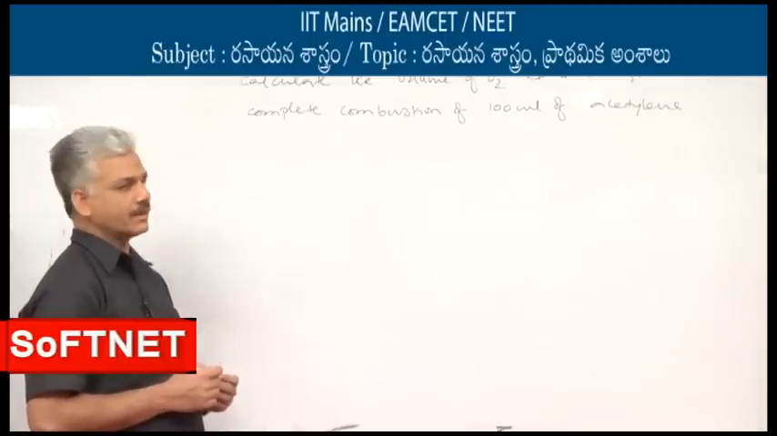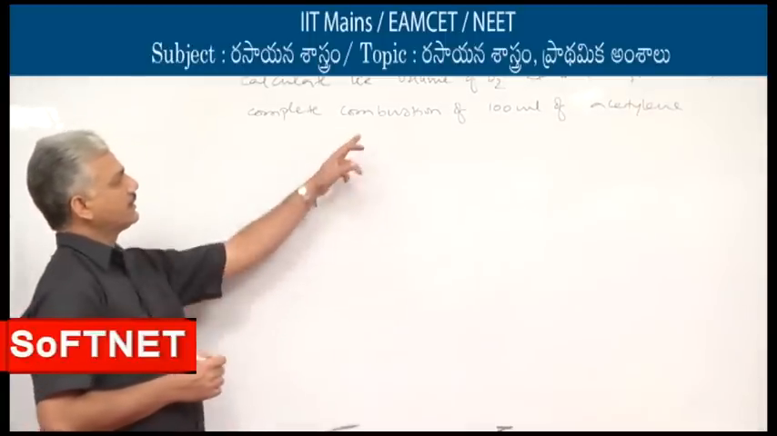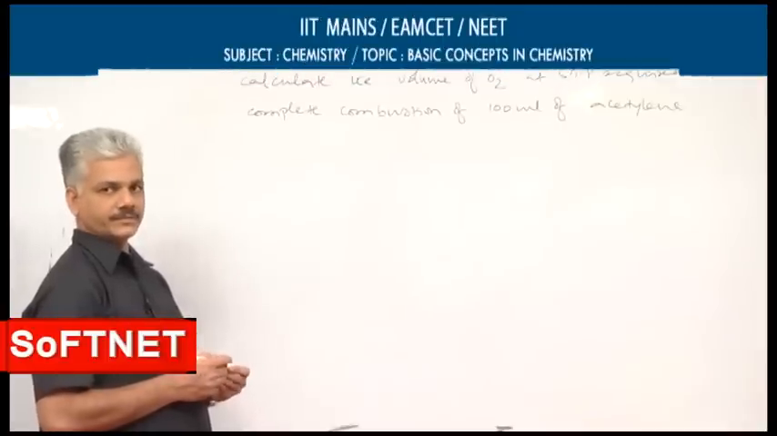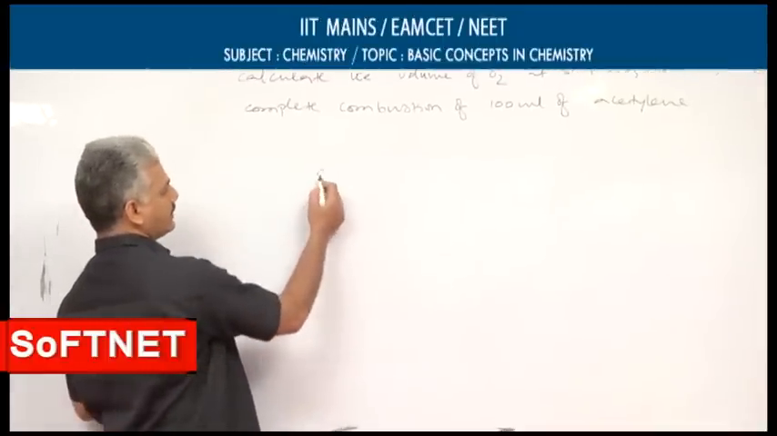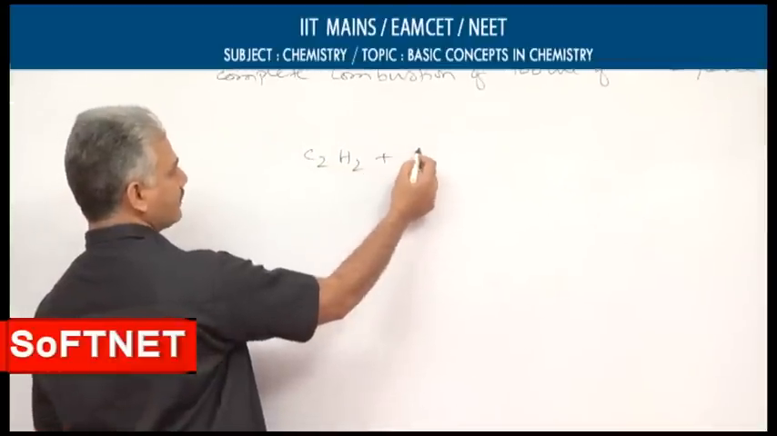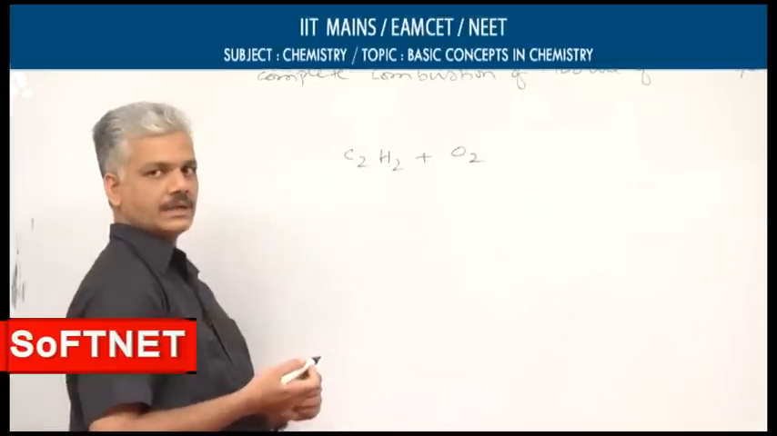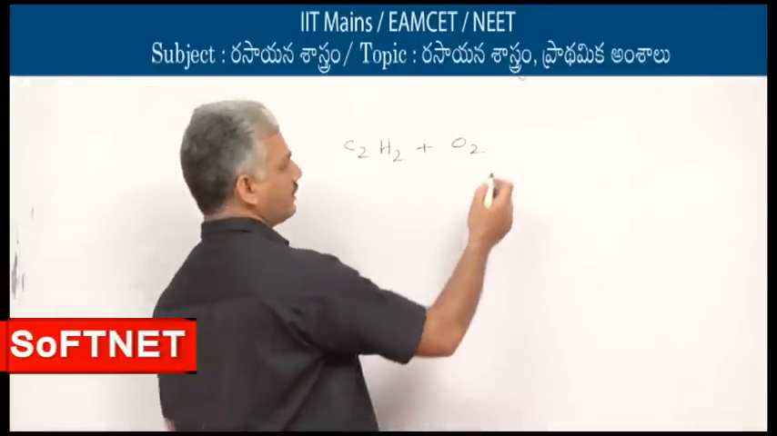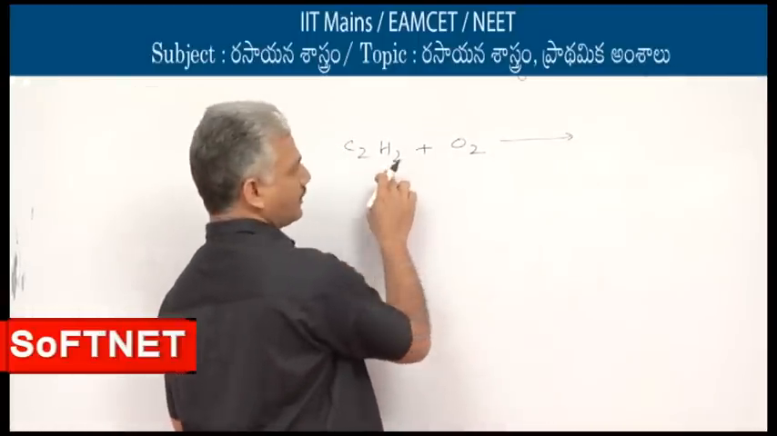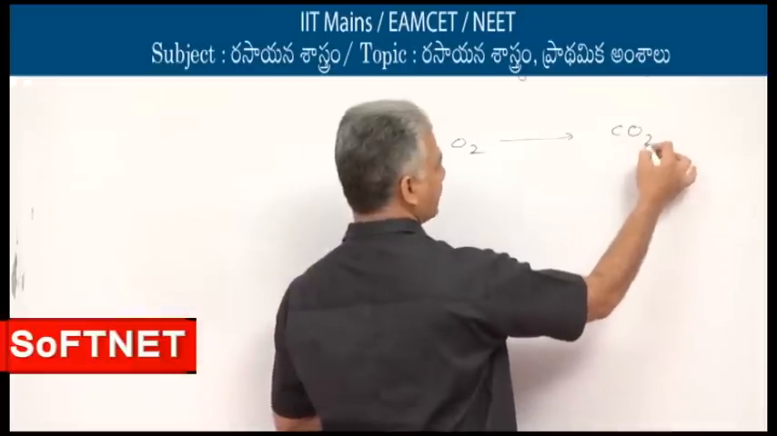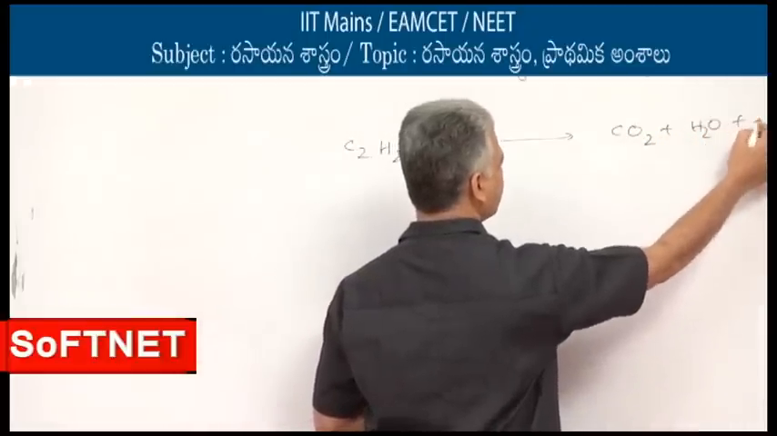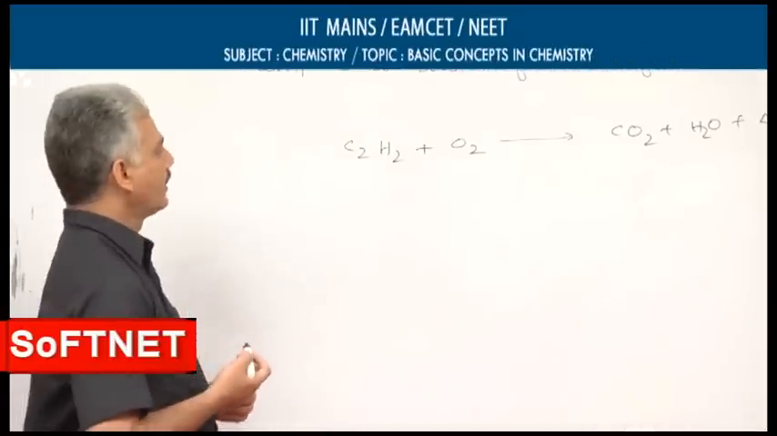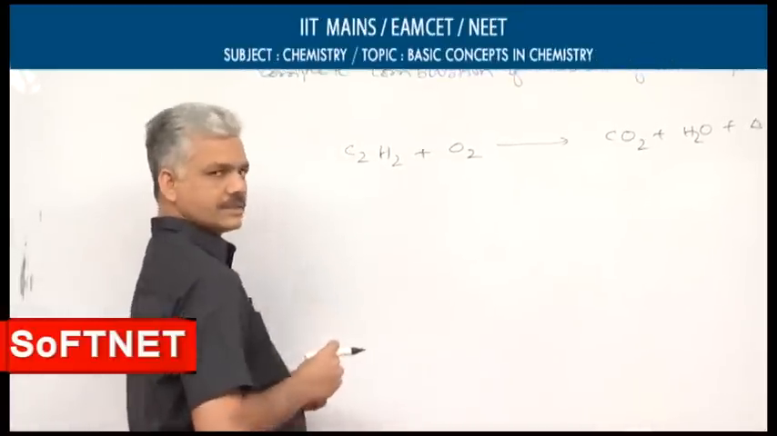acetylene. So here the balanced equation required is combustion of acetylene. Acetylene's molecular formula is C2H2. Combustion means complete and rapid oxidation, means reaction with oxygen. And during combustion of a hydrocarbon, you will get carbon dioxide and water vapor along with the liberation of energy as the products. Now, first you have to balance this equation.